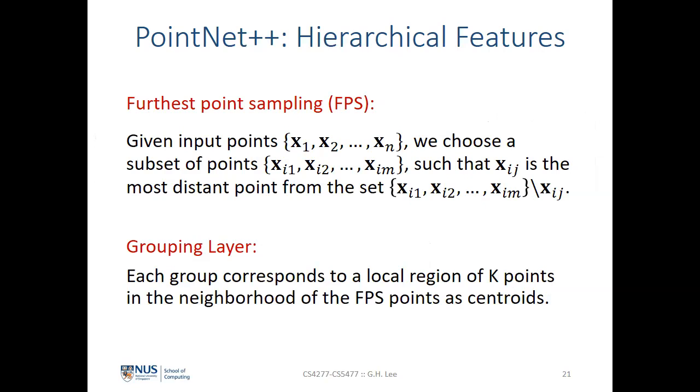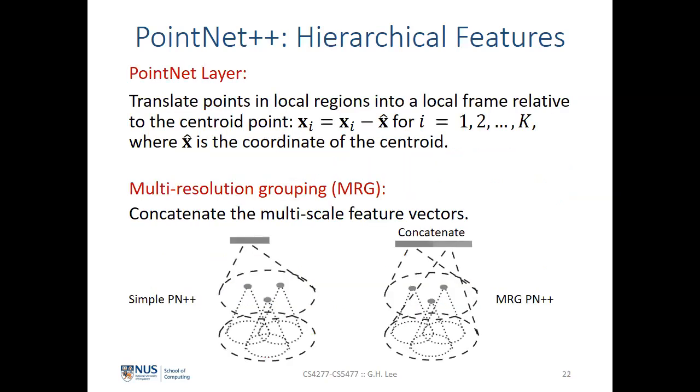What it means is that given the set of points, we're going to choose a subset of m points such that each one of the points in the furthest point sampling is actually furthest from the rest of the points. And this is a very standard algorithm in computer graphics actually. And then next, for each one of these furthest points, we treat it as the local centroid. And we find the k nearest neighbors around the neighborhood and cluster them together. Then we put it into the PointNet.